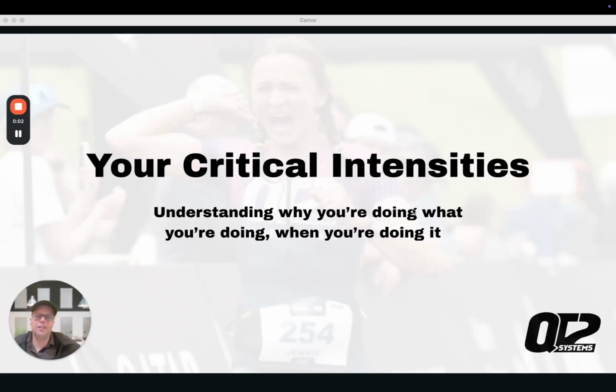Critical intensities: understanding why you're doing what you're doing when you're doing it. We're going to do a quick overview of critical power on the bike and critical speed on the run, and why they should be important to your training. So, first slide.